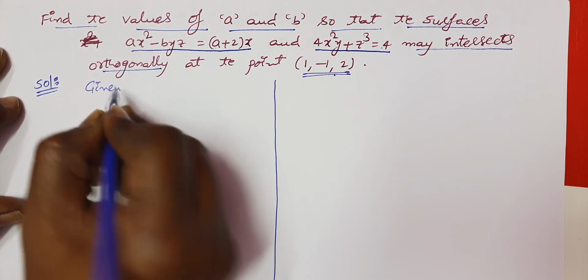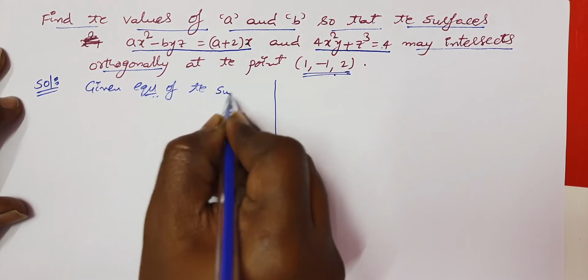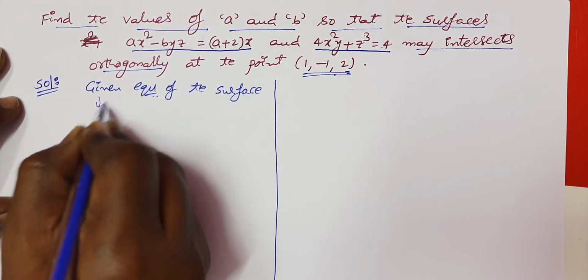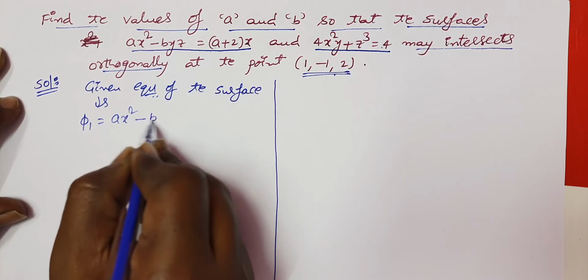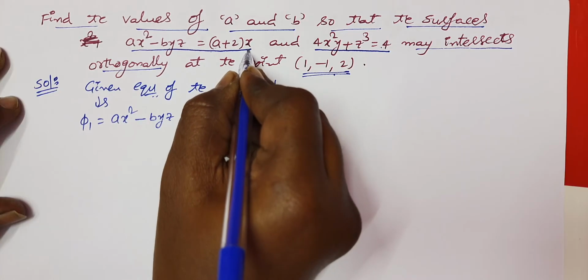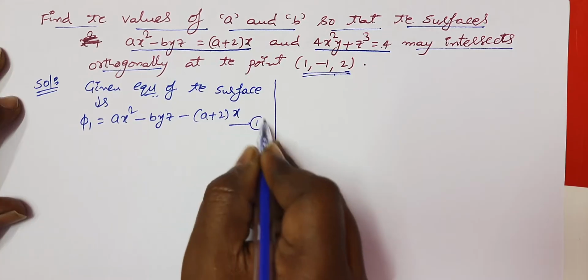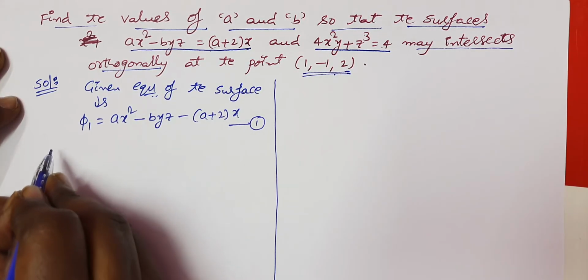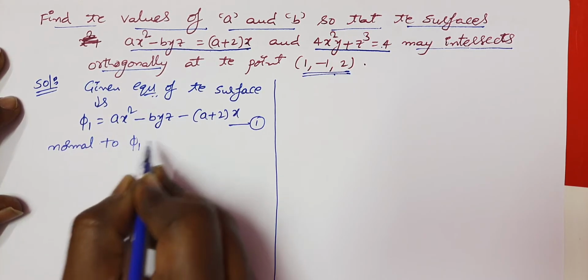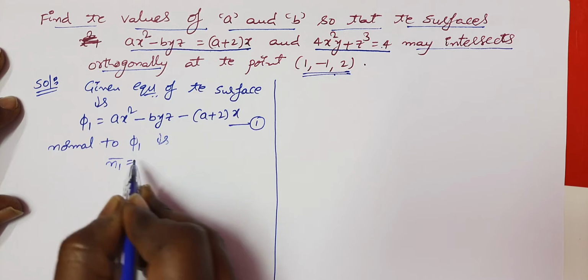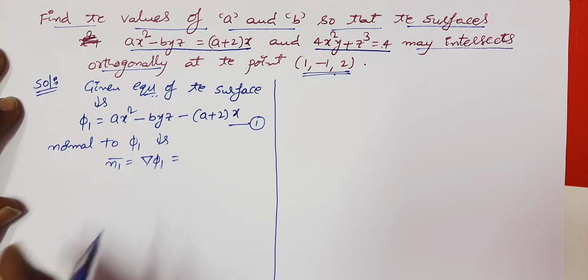So first write the given equation of the surface. Surface is phi 1 is equal to a x square minus b y z. You can take this right side term to the left side. You will get minus of a plus 2 into x. Take it as equation number 1. Now find out the normal. Normal to phi 1 is n1 bar is equal to del phi 1. If you find the gradient of the surface, it gives the normal.